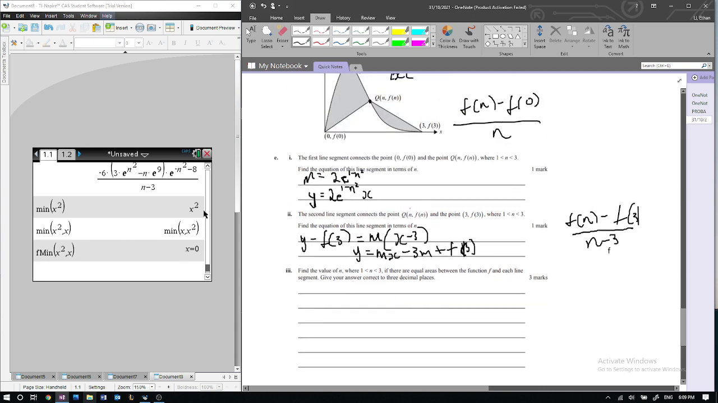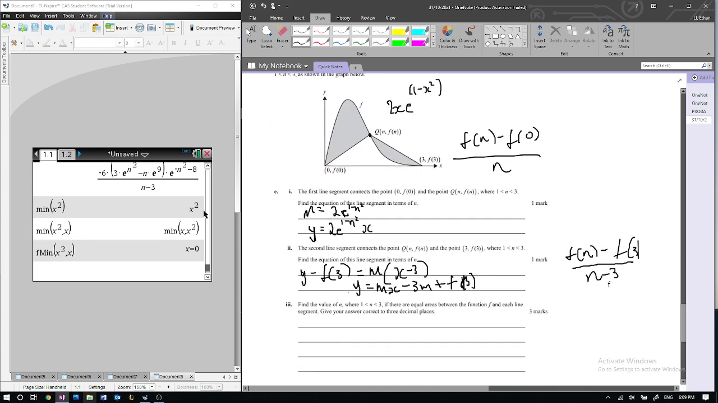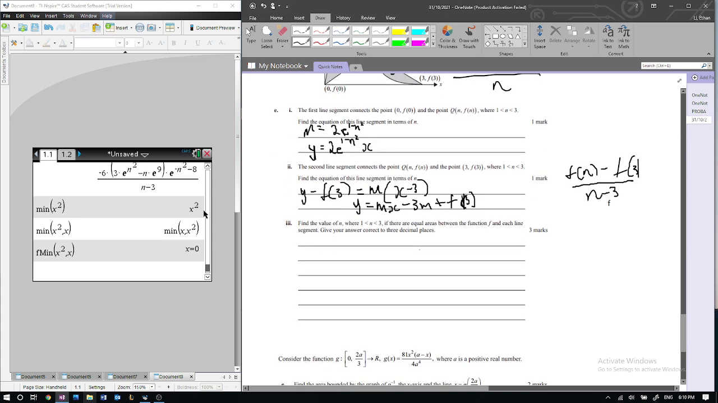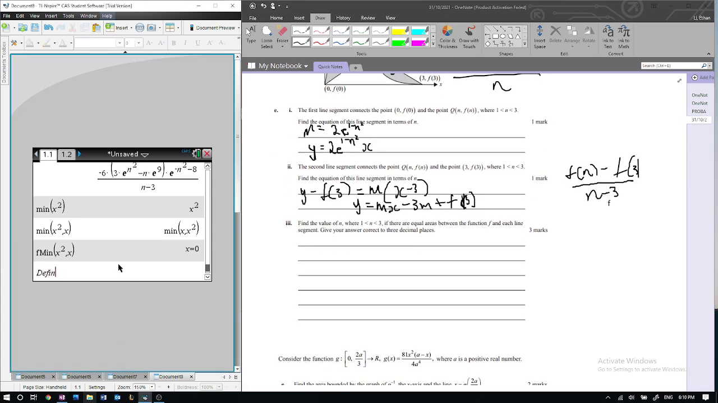Now part e(iii): find the value of n, where 1 is smaller than n is smaller than 3, if there are equal areas between the function f and each line segment. That's just saying that this area is equal to this area, and find the value of n for which they're equal. I think it's pretty straightforward. So let me just define my equations.